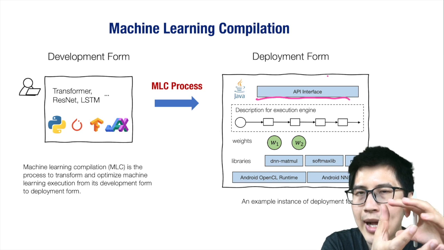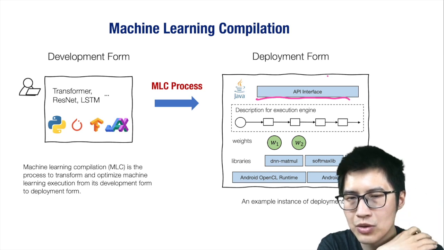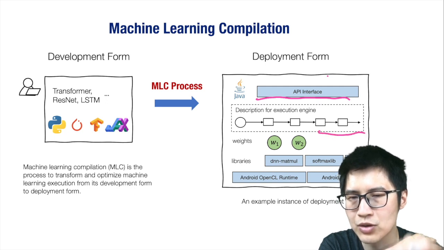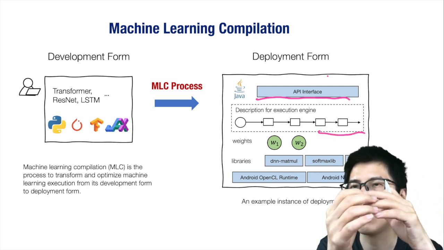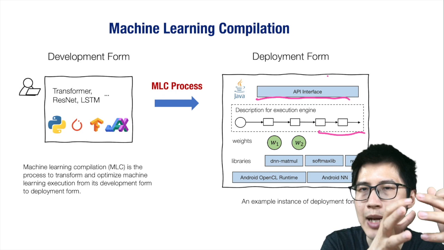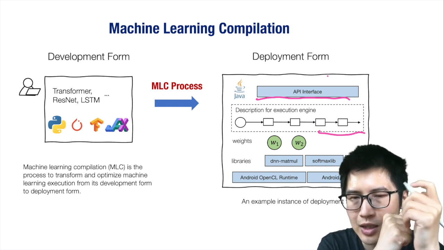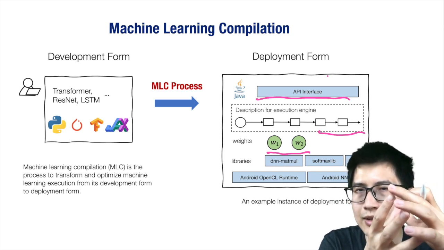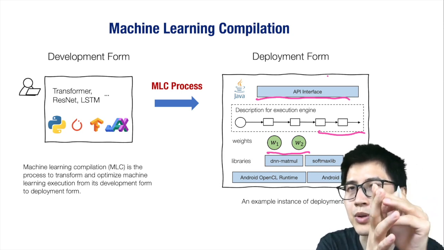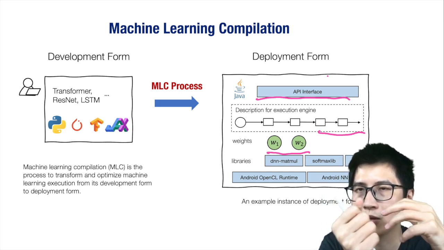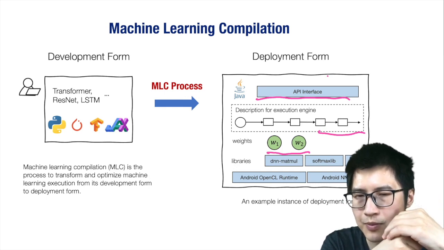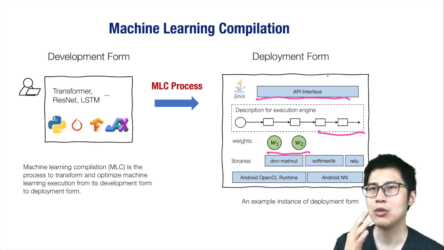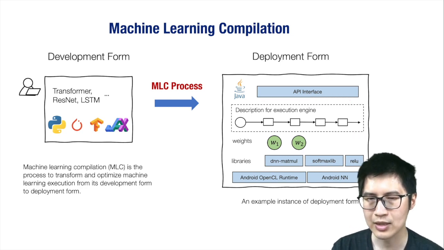When we are trying to pack these machine learning models, it usually comes with a description of the execution engines that involves how we are going to compute each step of the machine learning model. Of course, in order to compute that, we also need to store the weights that are learned through the development process in order to really make that execution effective. Besides those, we also need to have relevant libraries that allow us to run that execution.